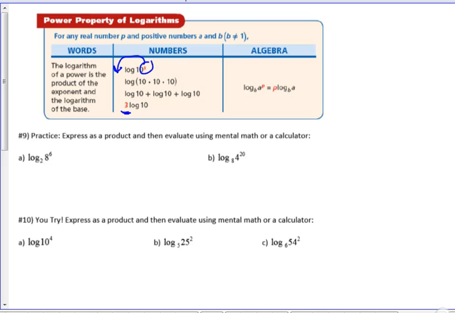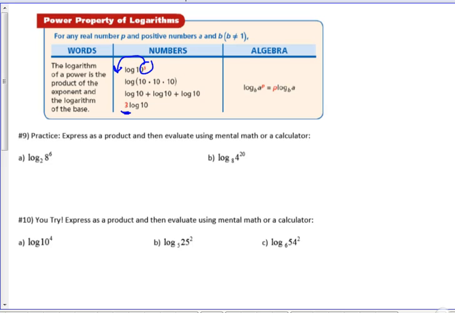Okay? So with the power property, I get to take my power and drop it in front. So when we're expanding things, we're going to drop it in front. If it ever asks us to condense, that's when we put the power back up as an exponent. So depending on which way we're going. Algebra, we have log base b of a raised to the p power is equal to p times log base b of a.